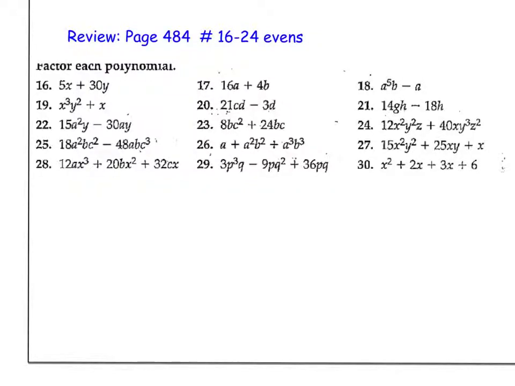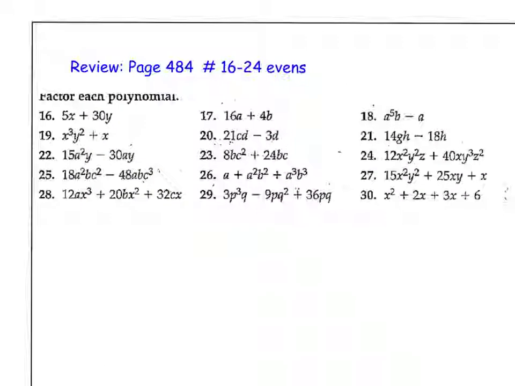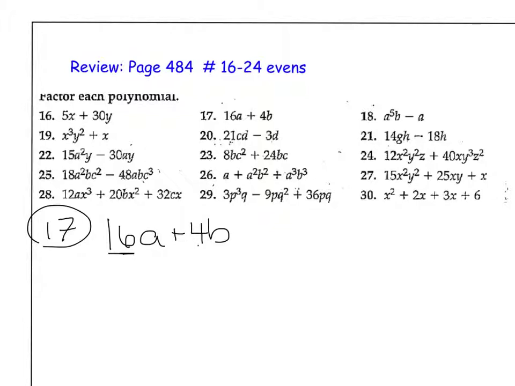At this point, you should have tried some of these problems by factoring each polynomial. So I'm just going to pick a couple and review them before we jump into our next part of this section. If you look at number 17, for example, 17 says you have 16a plus 4b. So just looking at those two numbers, I know that 4 can go into 16 4 times. So that's what I'm going to factor out. That's their common factor. That's their GCF.